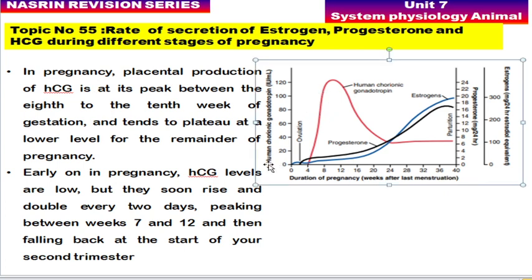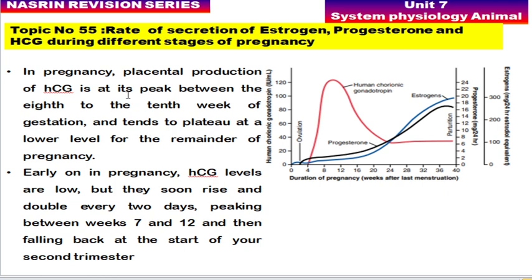Always compare a graph only. If you remember this graph alone, you can be very much helpful. The placental production of HCG is at a peak between the 8th to 10th week of gestation, and then it tends to plateau and start to decrease to a lower level for the remainder of pregnancy. This human chorionic gonadotropin hormone, after the 16th week, will start to decrease.